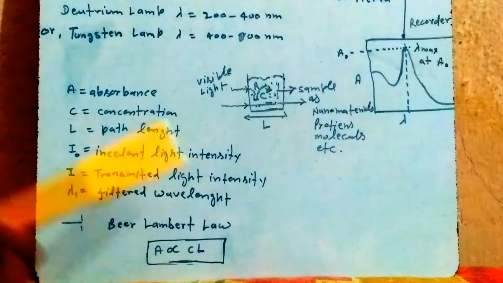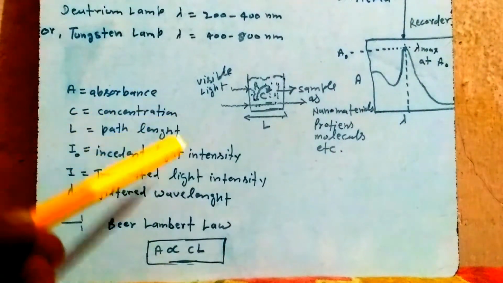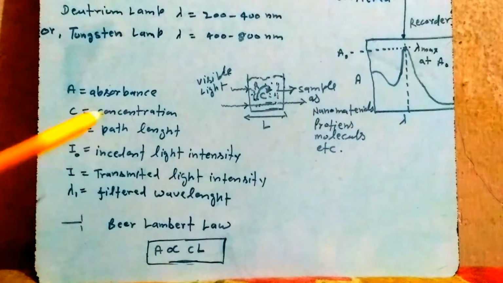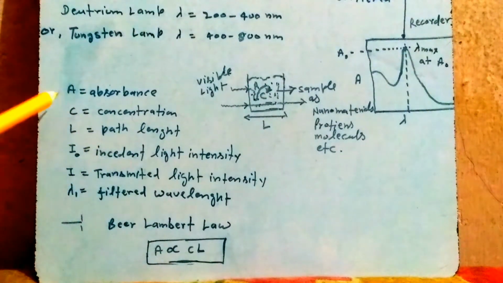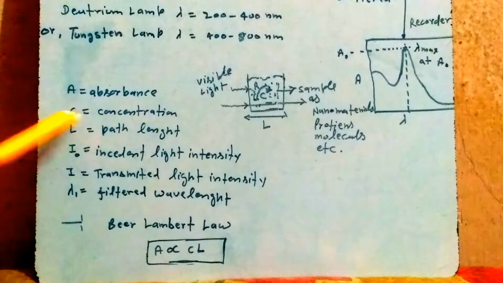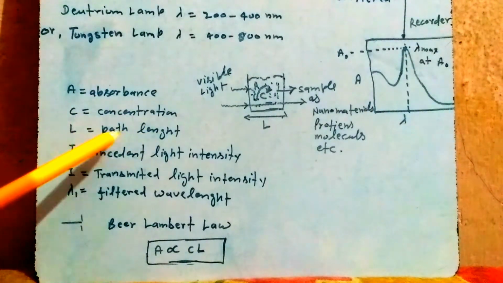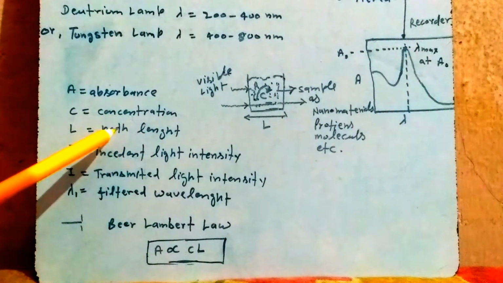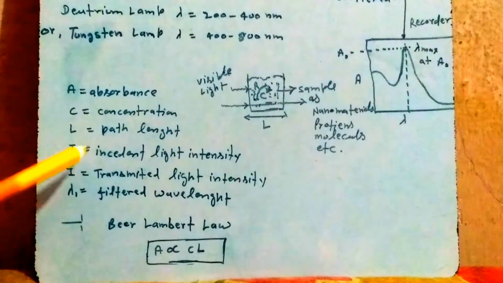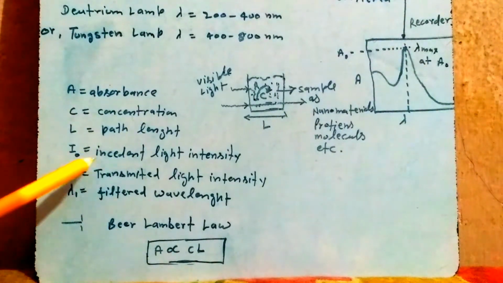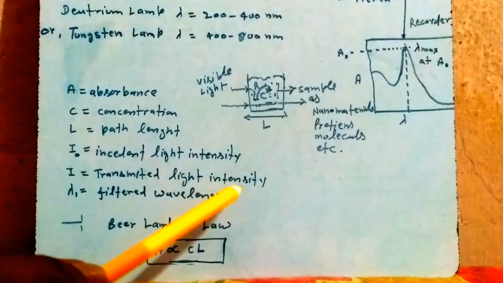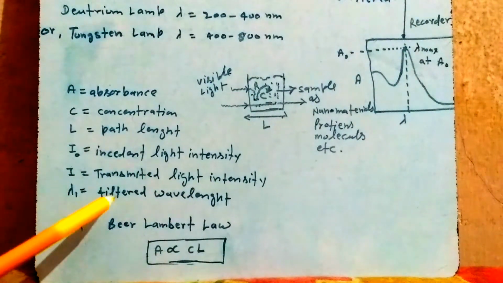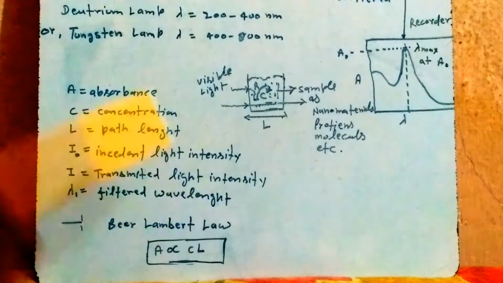In this experiment we have some mathematical abbreviations: A is for absorption, C is for concentration, L is the path length, which is where the light is traveling through, I naught is the incident light intensity, and I is the transmitted light intensity. Lambda 1 is the filtered wavelength.